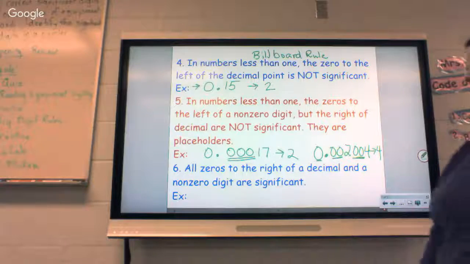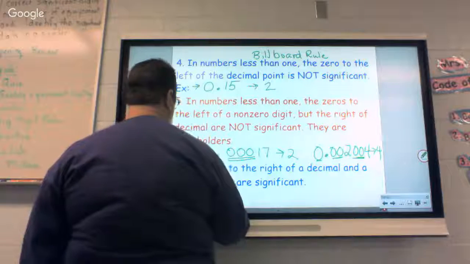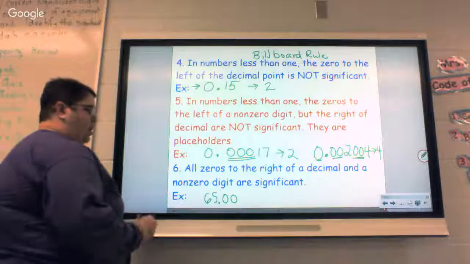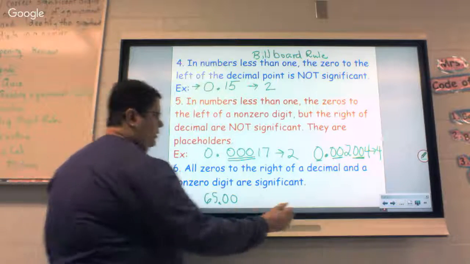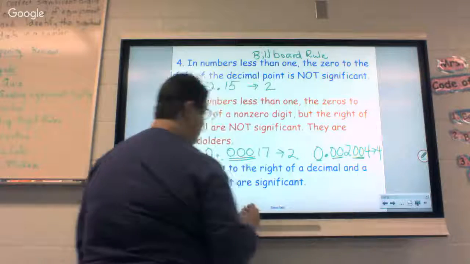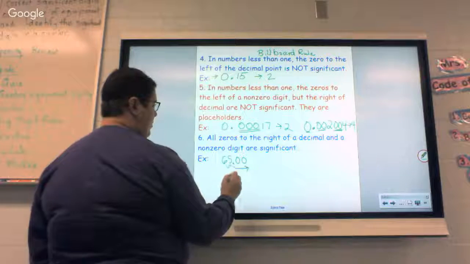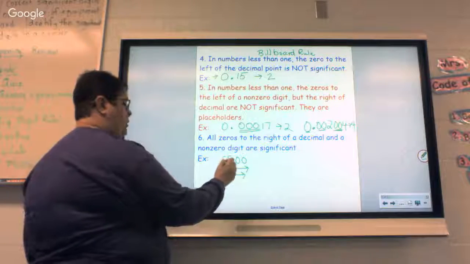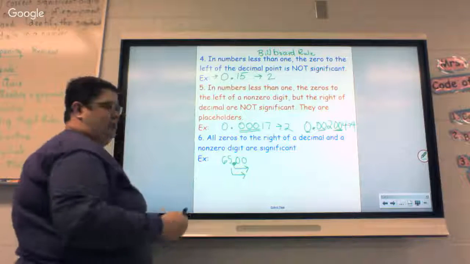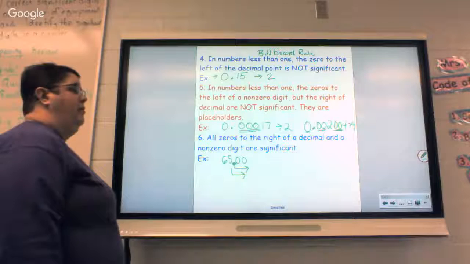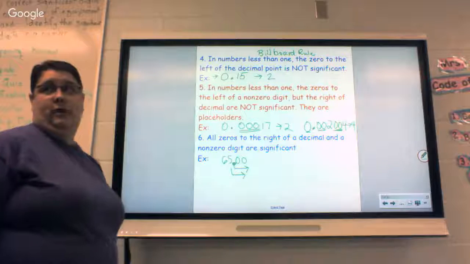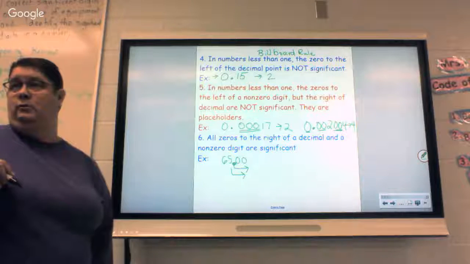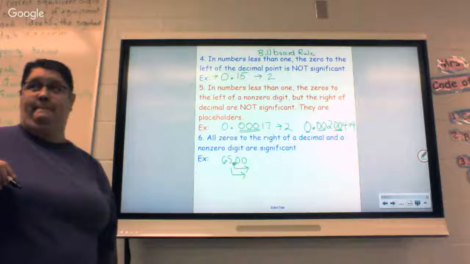All right. So if you have a number like 65.00, these numbers are to the right of the decimal and to the right of the 5. They're essentially after the decimal. They're behind the decimal. And because they are, they're significant. Everybody with me on that? Yes? Think you can try some?